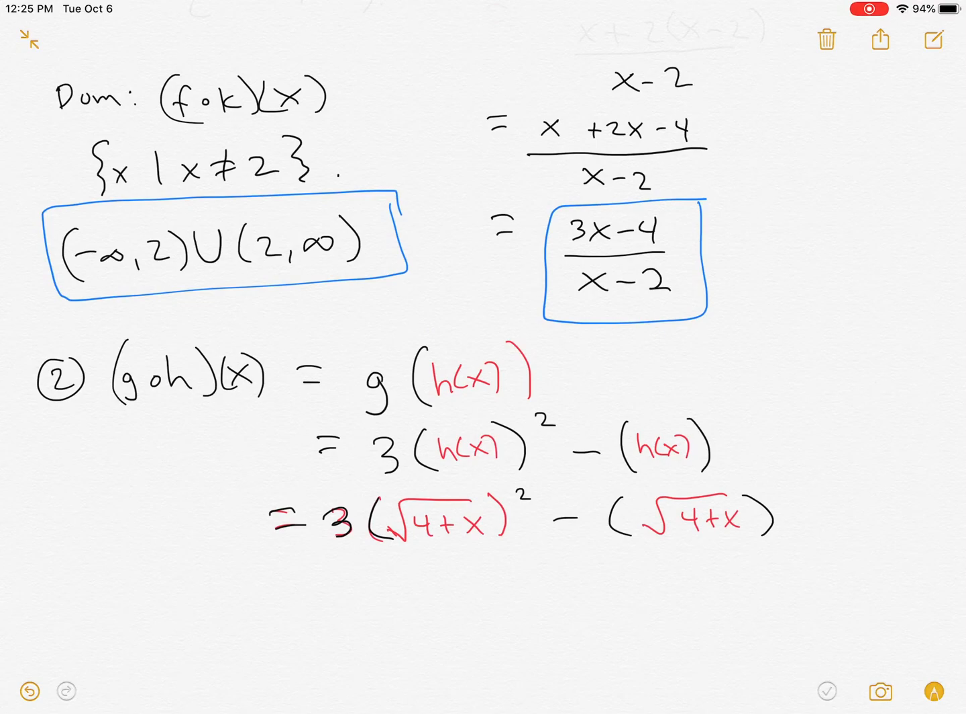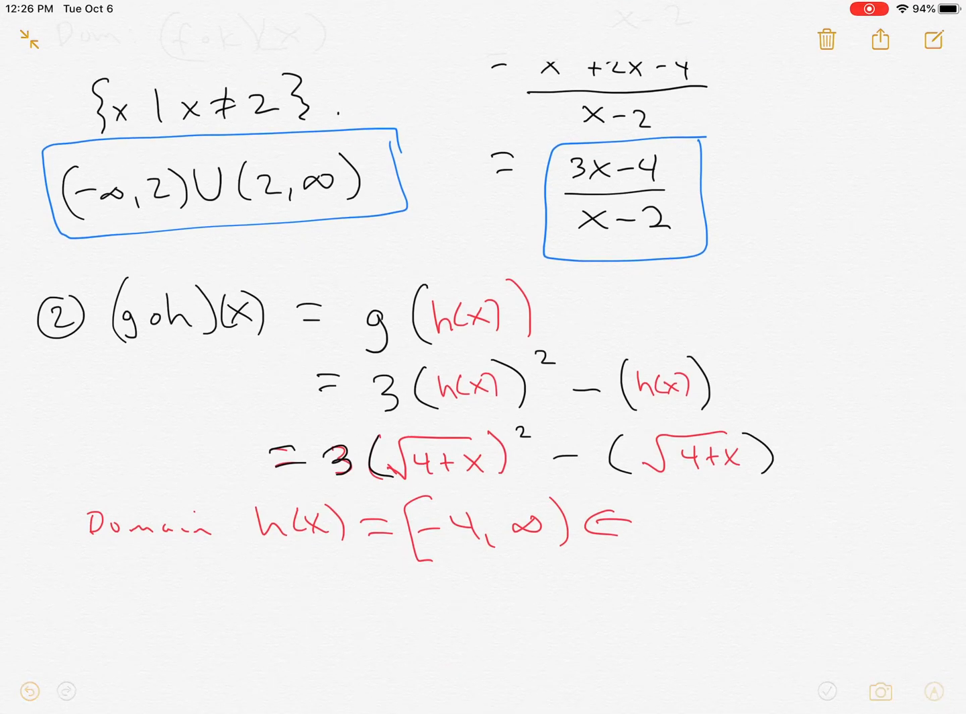Now, I'm going to stop here for a second because of the domain. The domain of h of x, the square root of 4 plus x, is minus 4 to infinity. So at a minimum, that's the domain for g composed with h, because first you're going to input something into h, which has to obey this rule for its domain. And then that's going to go into the polynomial, which is good everywhere. So this will be our domain for g composed with h.